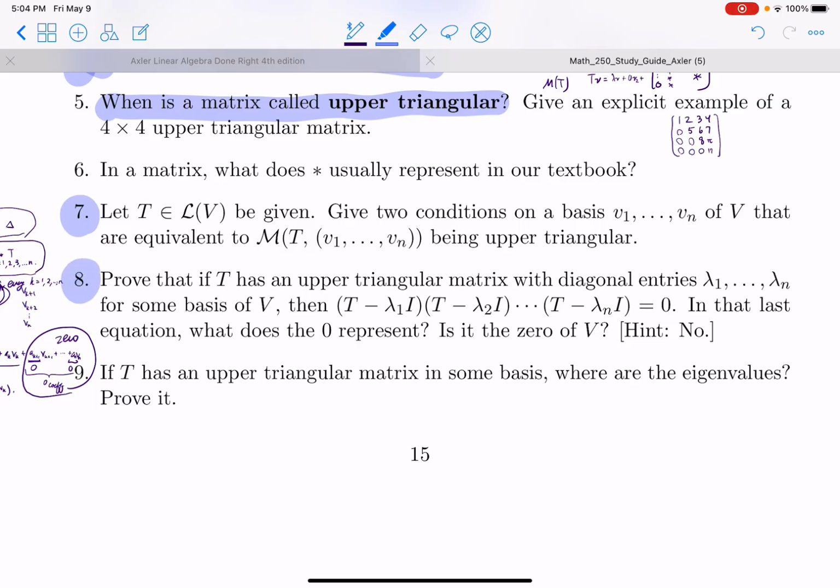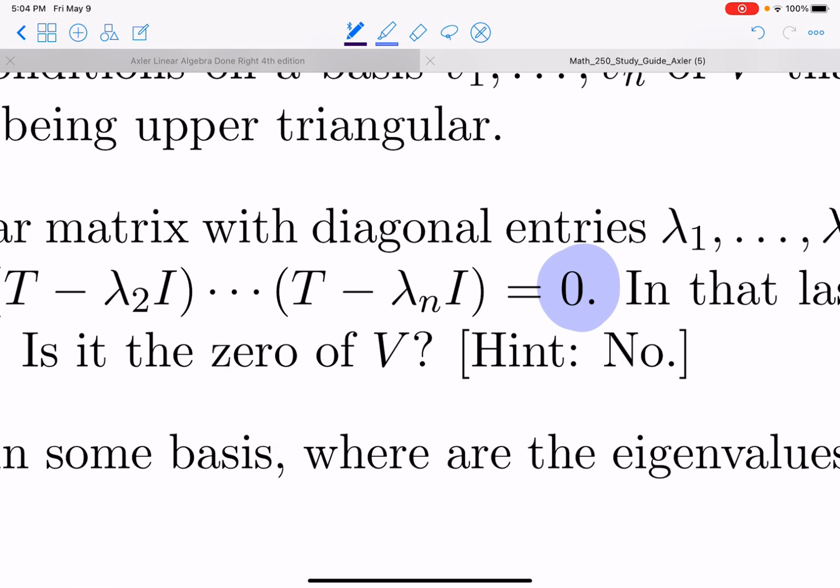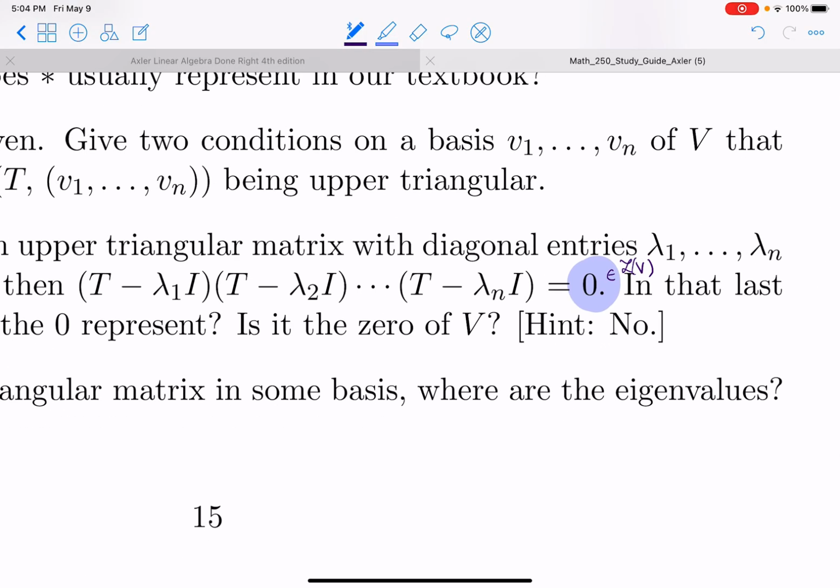Okay, let's do this one, number 8. Read this now. Pause the video and read it. Okay, so this 0 is the 0 operator. It is the 0 in L of V. And what is this thing right here?